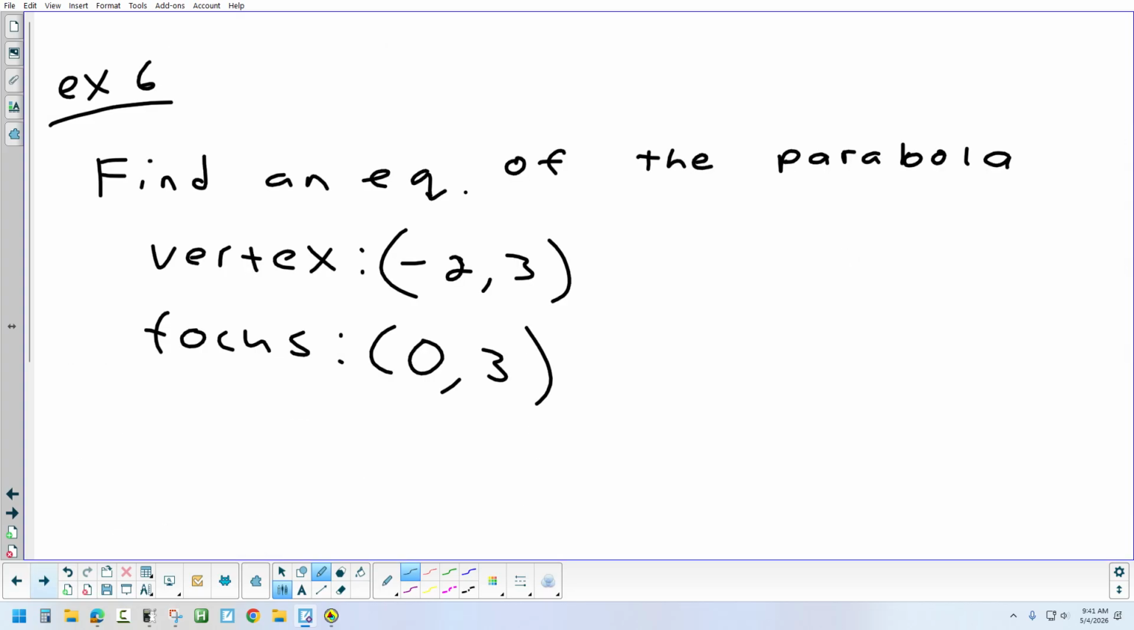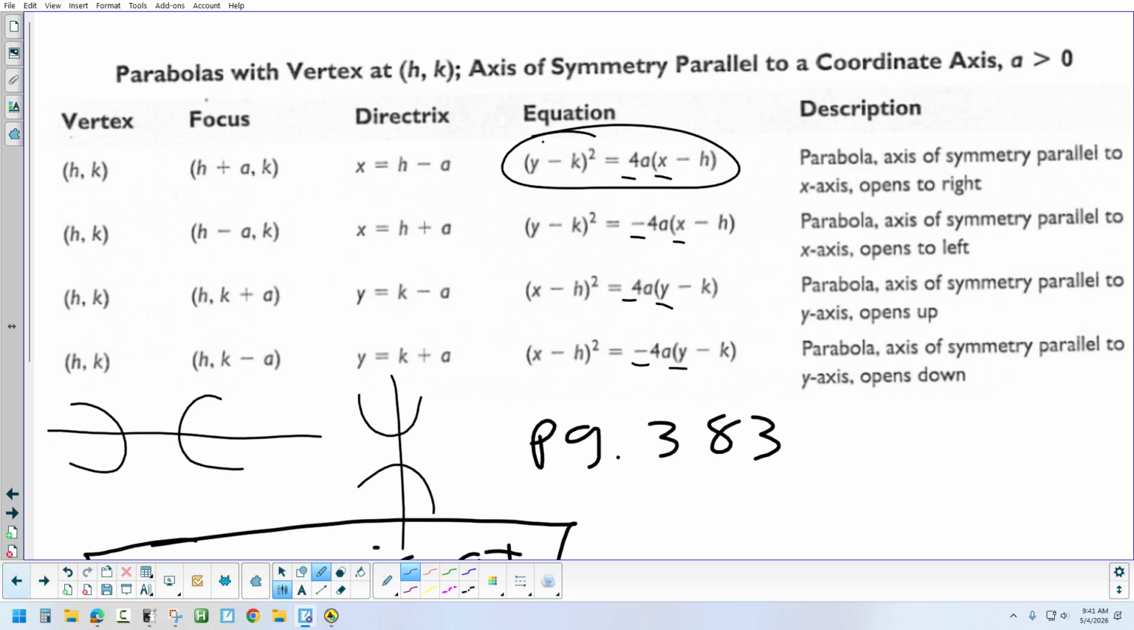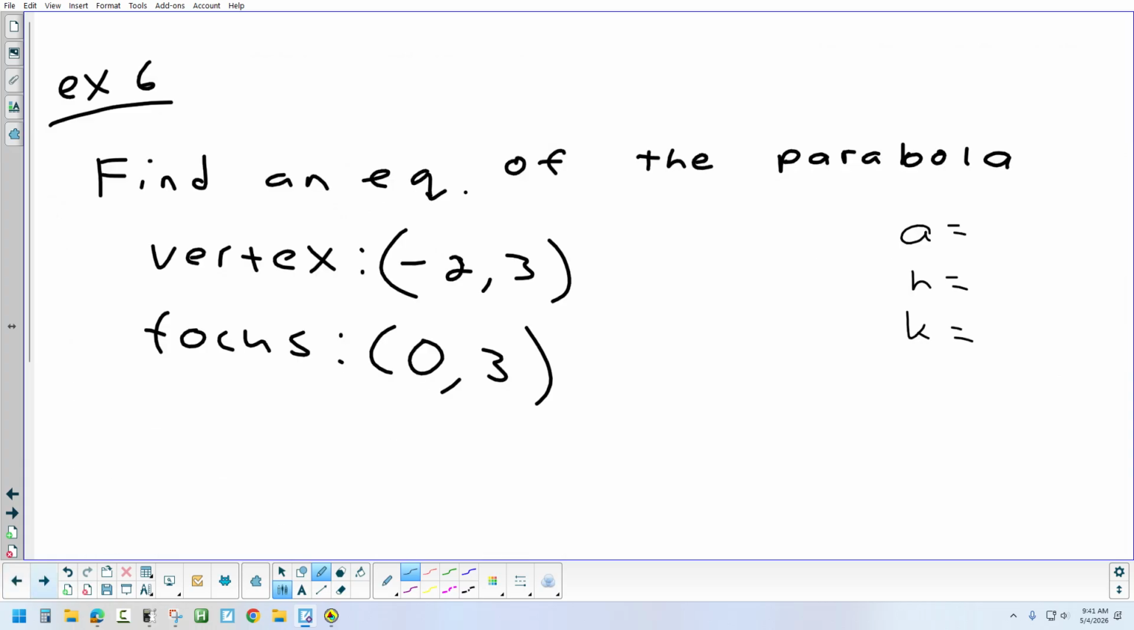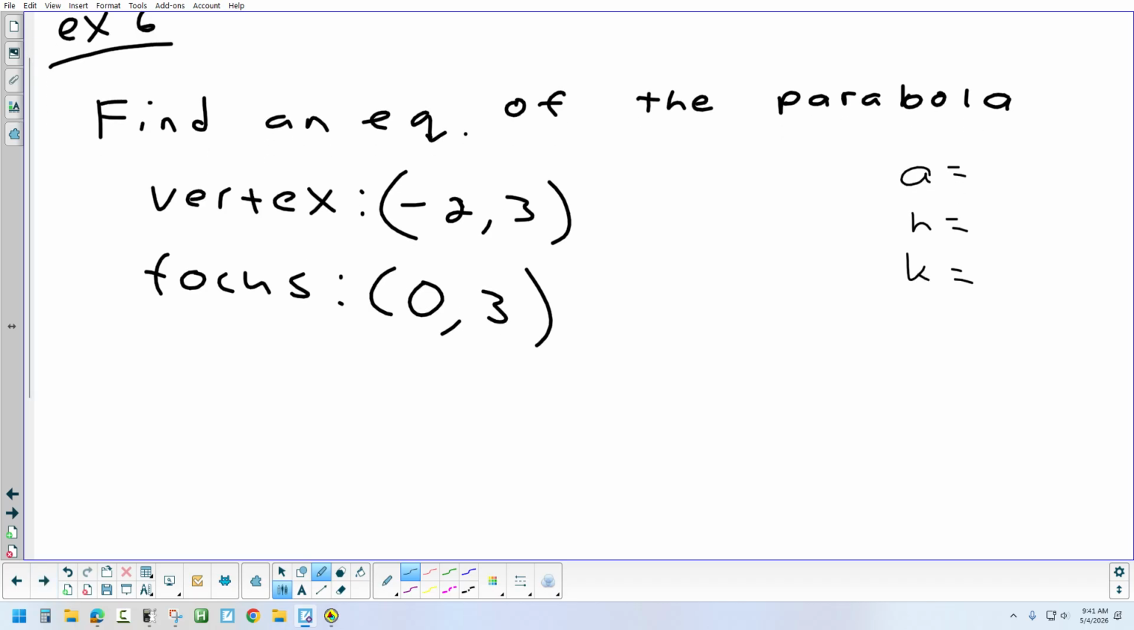Okay, let's try it out. So it says find an equation of the parabola where the vertex is -2, 3, and the focus is 0, 3. Those are the 3 letters you have to find, and then you have to figure out which one of those 4 formulas you fill them into. Let's figure out our formula first. Sketch those 2 points, and it should make it very clear whether the parabola opens up, down, left, or right.